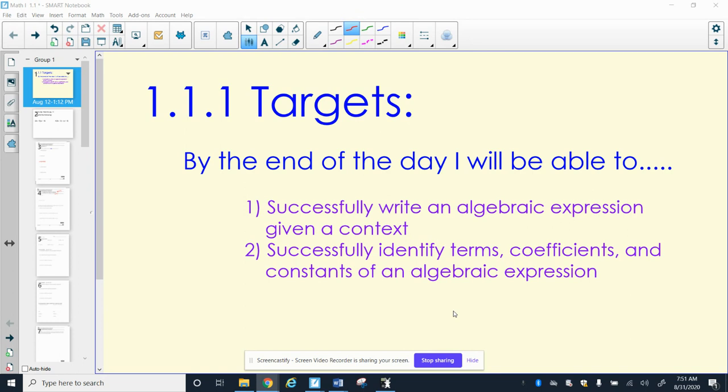And then really building into our next lesson, we're going to be given a real-world context problem. Our goal is going to be to translate that real-world context problem into an expression, simplify it, and then identify the terms, coefficients, and constants. So all that work we did last week with simplifying expressions, this is where it's going to come into play.